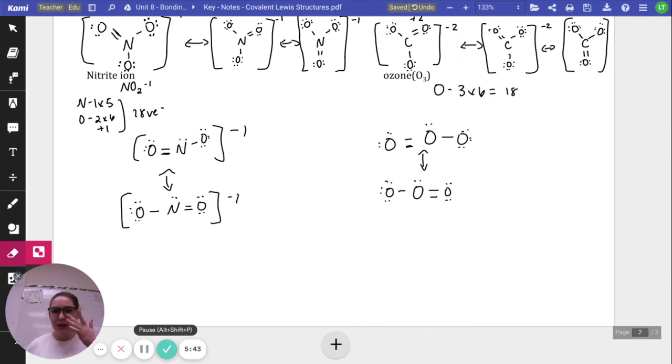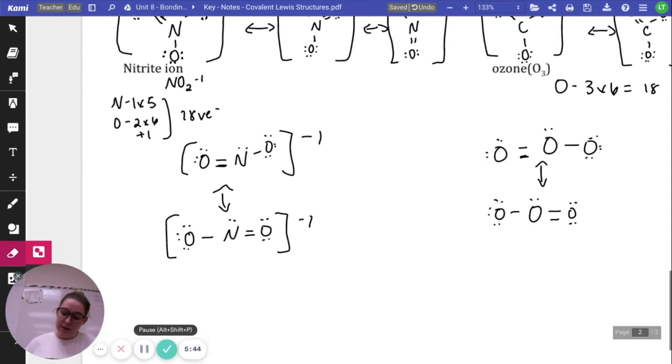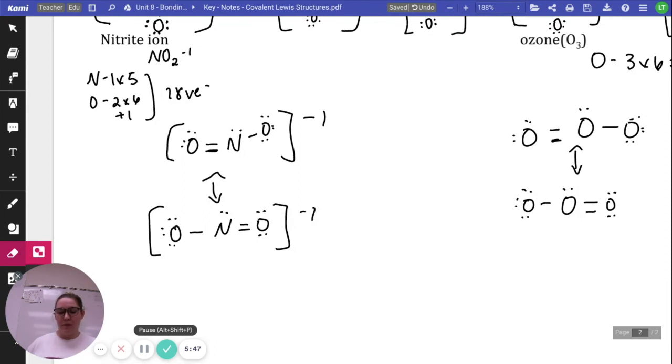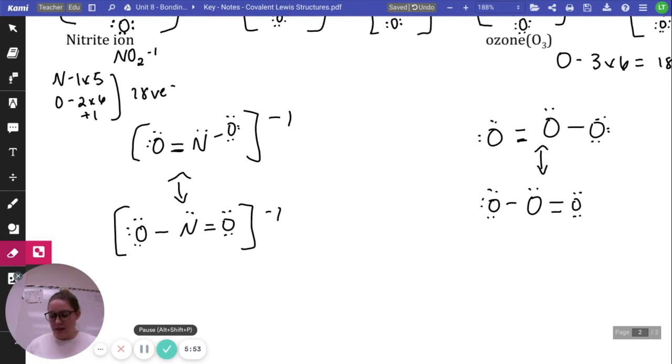Okay, guys, hopefully you are done. These are a little easier because they both only have 1 double bond, so you just have to draw 2 Lewis structures there, basically with the double bond oscillating, and this is what they should look like.